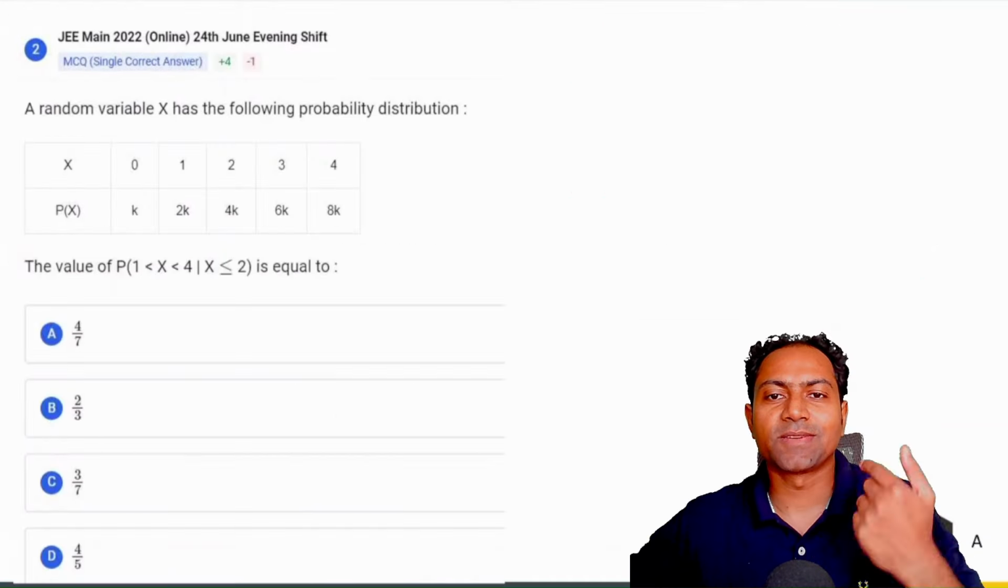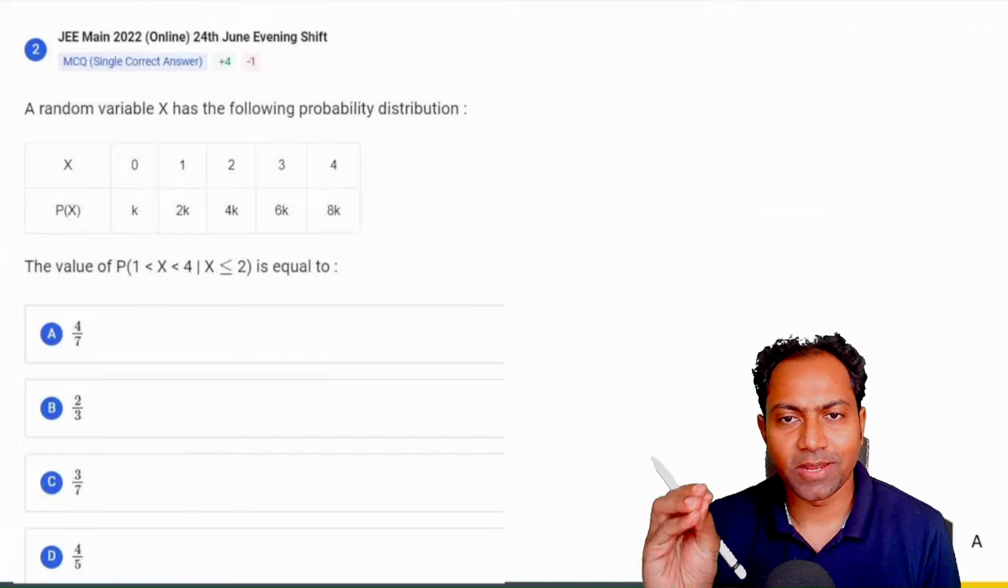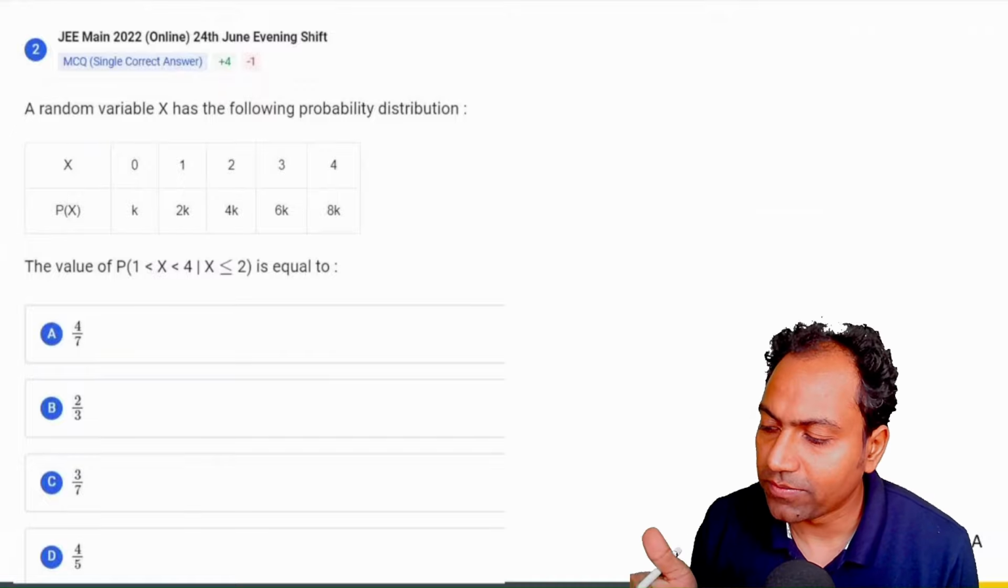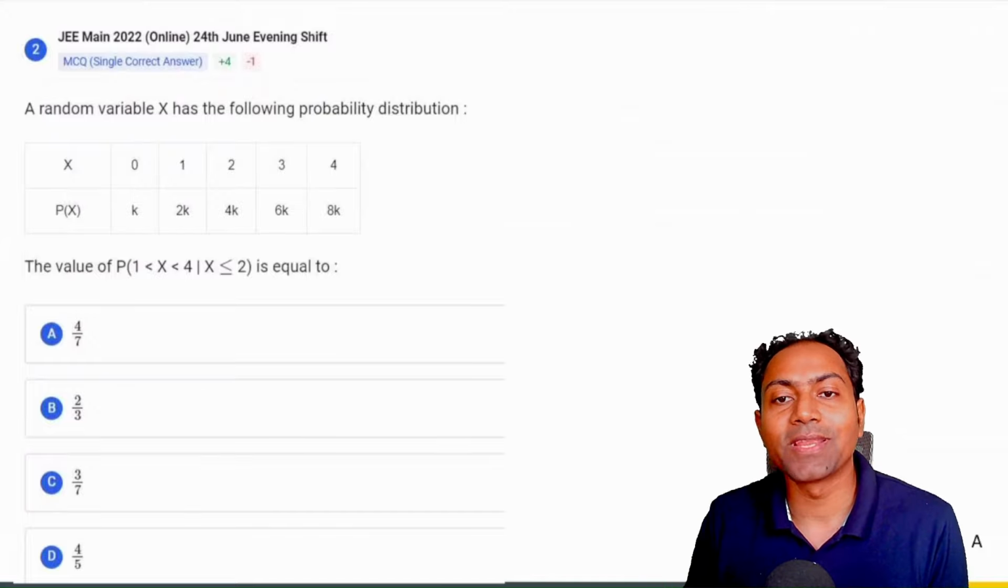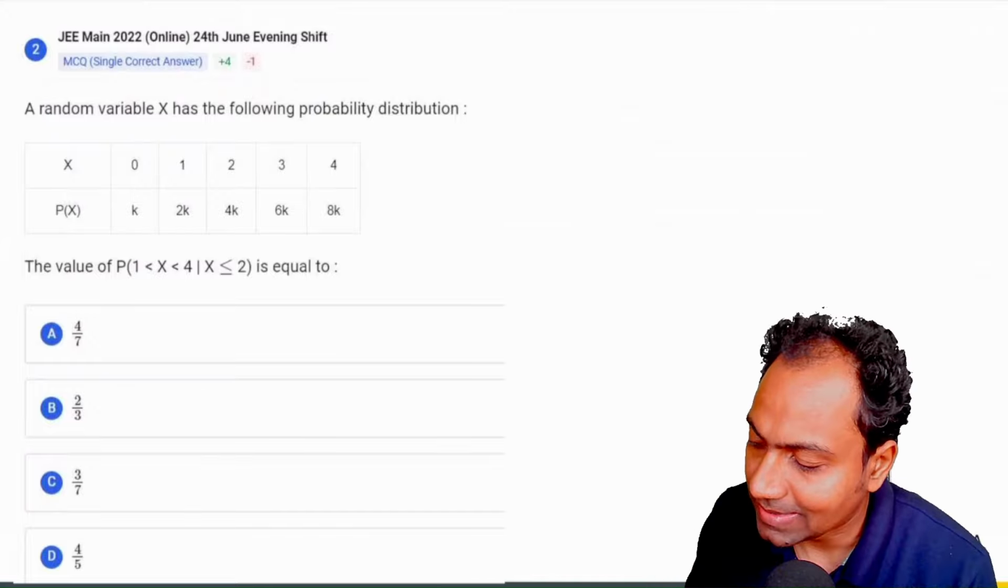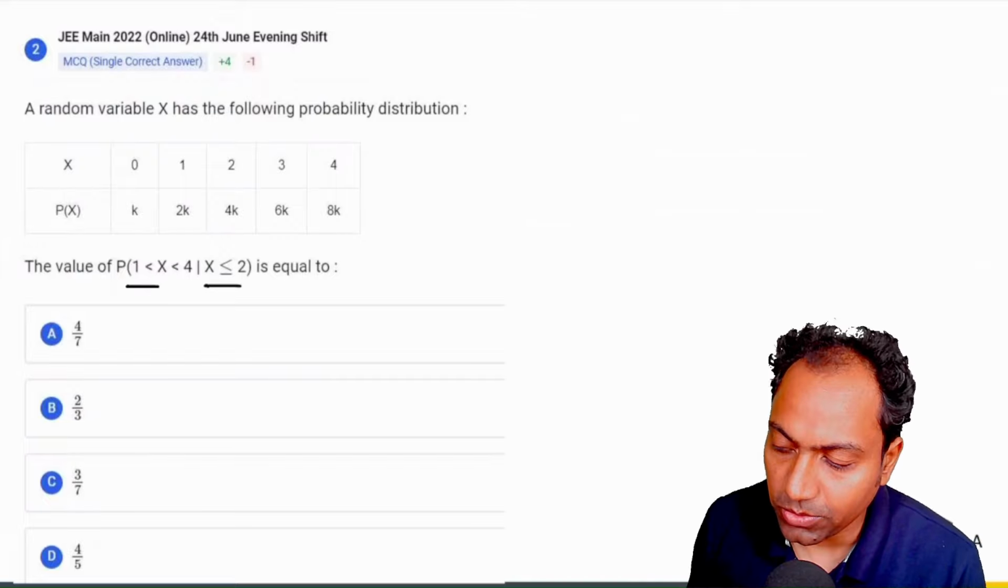Now we might observe that there is a transition happening. Earlier questions were direct questions based on mu and sigma: directly apply the formula and get an answer. But slowly we are transitioning towards questions that combine with axiomatic probability and then give us results. Like in this case, they are asking us a conditional probability in order to get to a result.